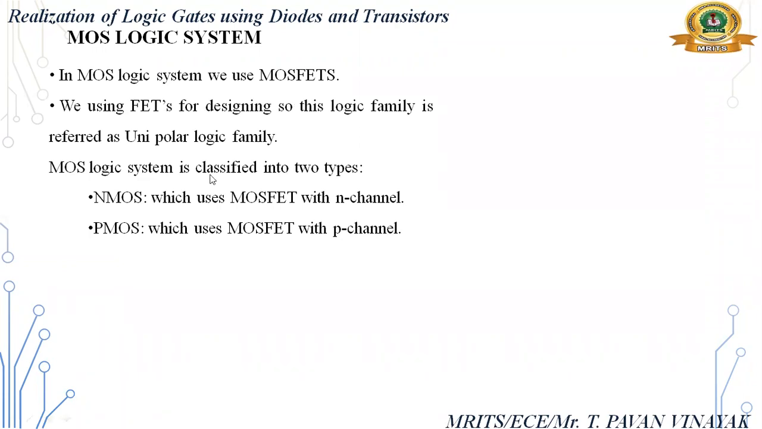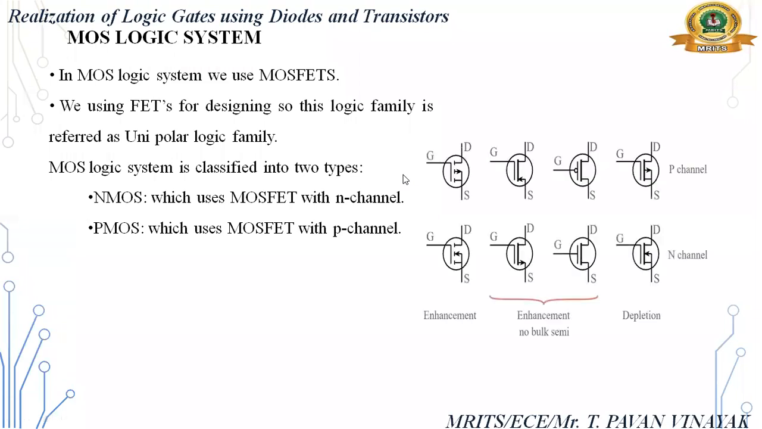Again, MOSFET is classified into two types. You already know, enhancement type and depletion type. These two we preferred in EDC only. But here we prefer general MOSFETs. We use general MOSFET, either depletion or enhancement. The symbols are like this. See, these are the symbols.